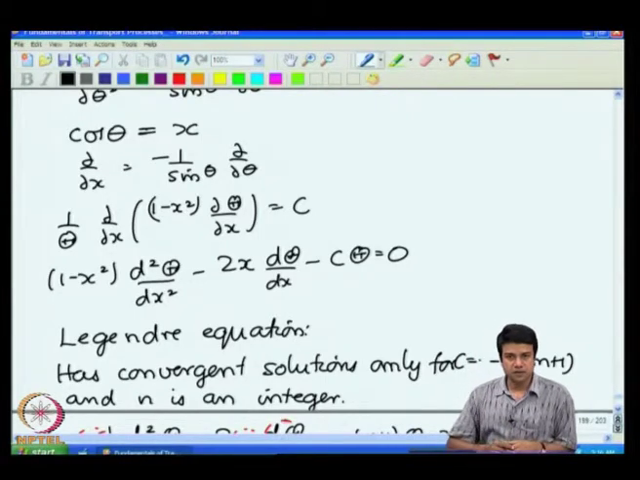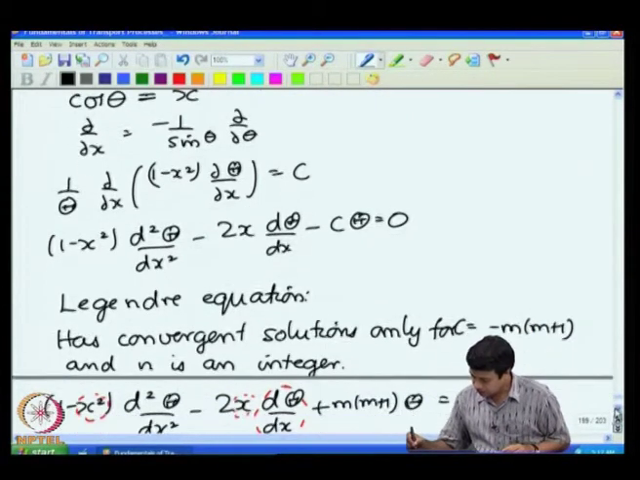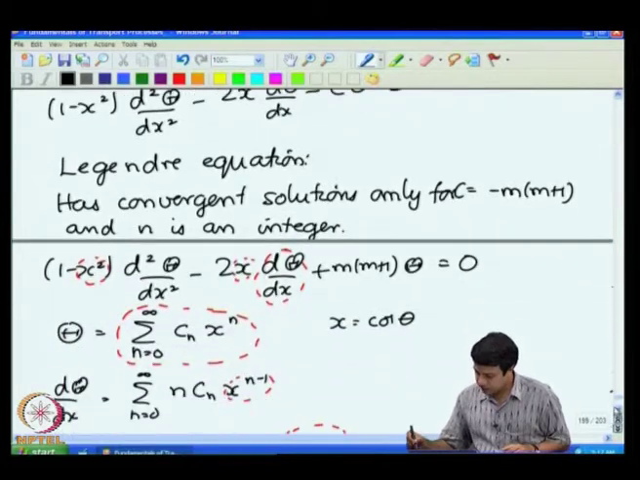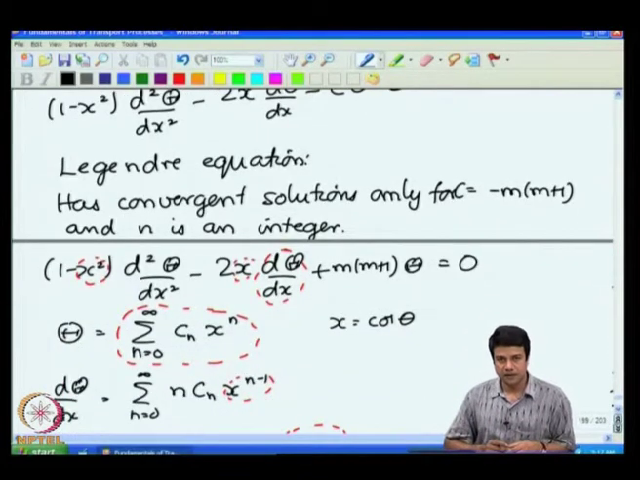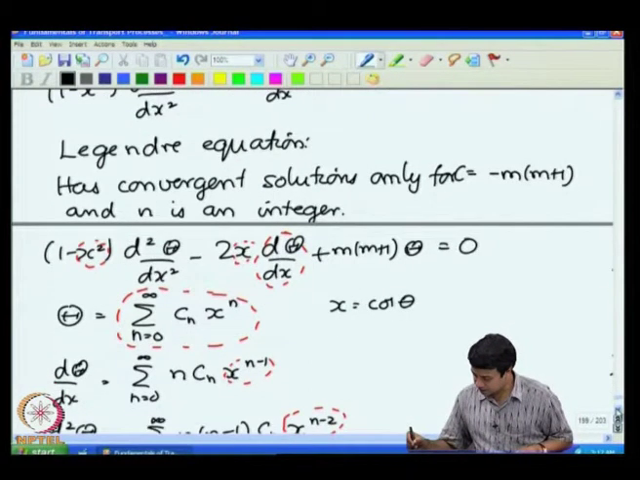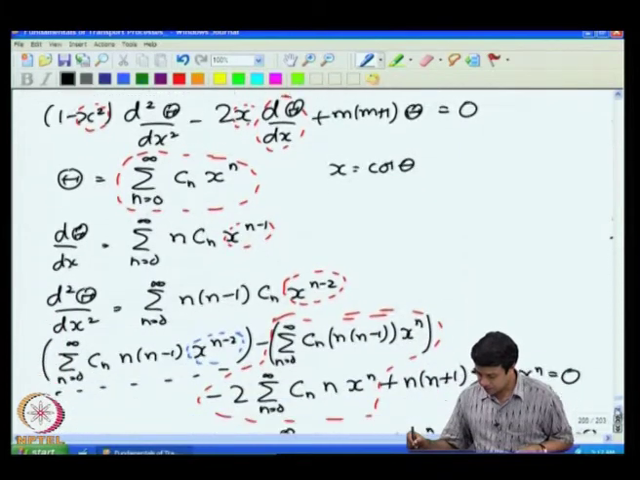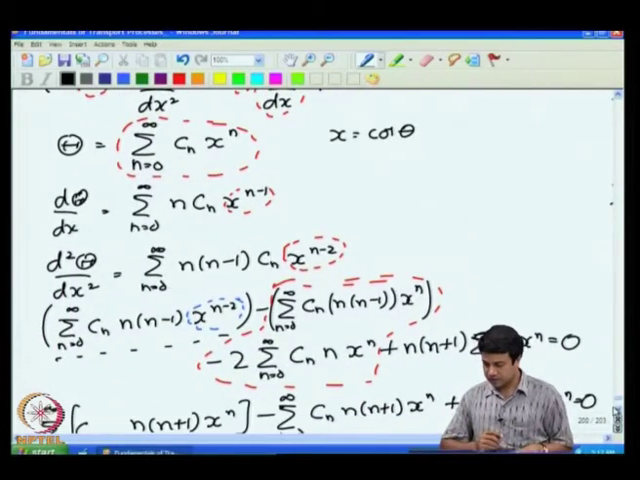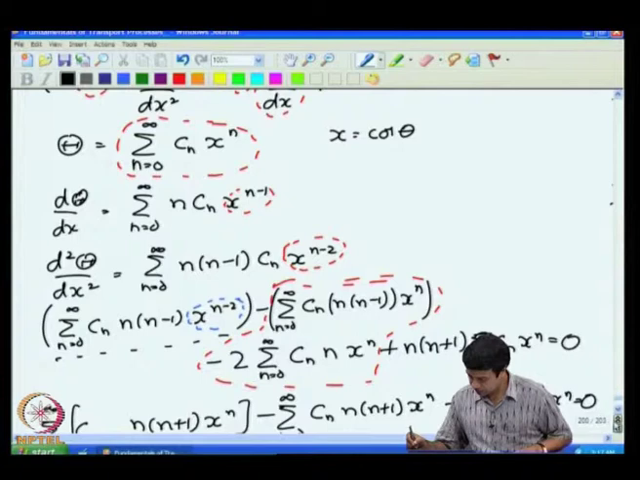This has necessarily to be an integer in order for the series solution that I get, an expansion in x power n, to be finite at theta is equal to 0 as well as theta is equal to pi. Then it is necessary that n is an integer. That is because of the coefficient Cn, I had derived explicitly for you the coefficients Cn in this expansion.